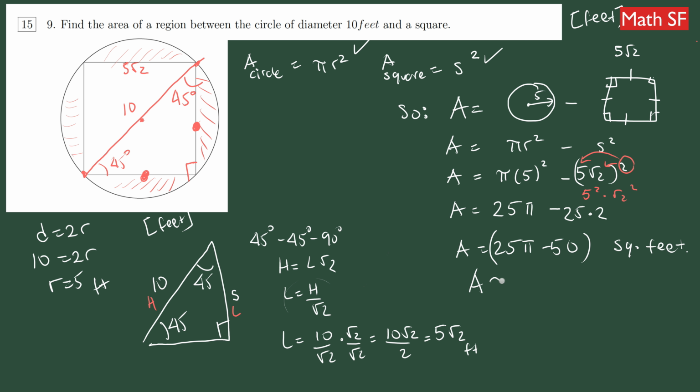Now, if I'm looking for my approximate solution, I have to type all of these on the calculator. So let's see what we get by typing on the calculator. 25 pi minus 50. So that gives us 28.540 square feet, rounded. That should be your answer, your approximate solution.